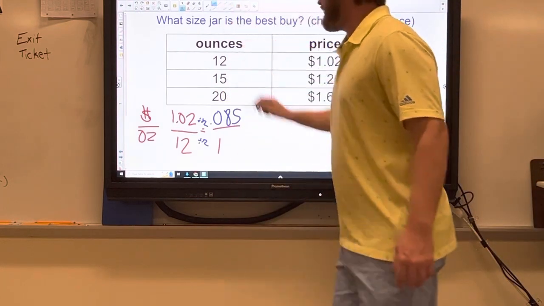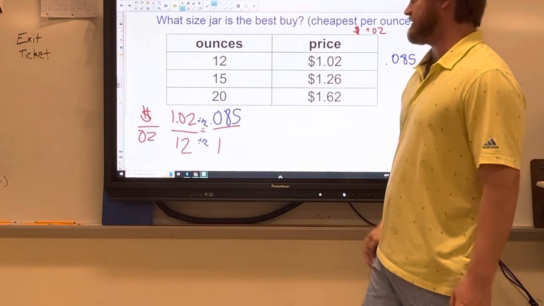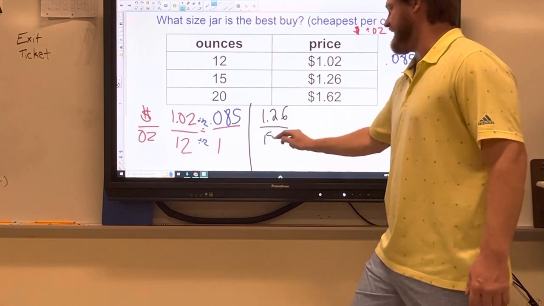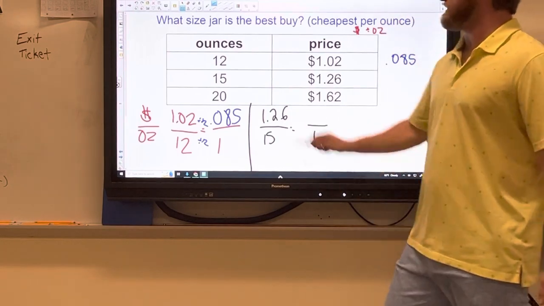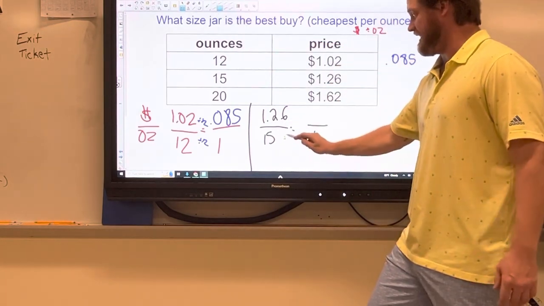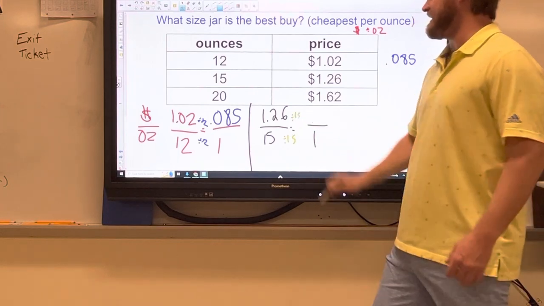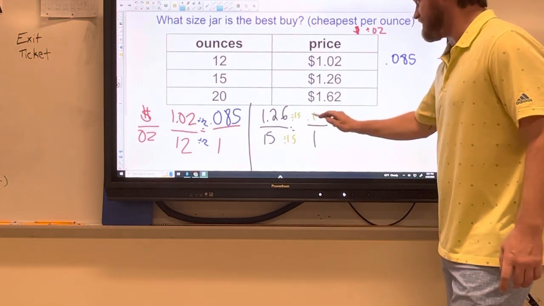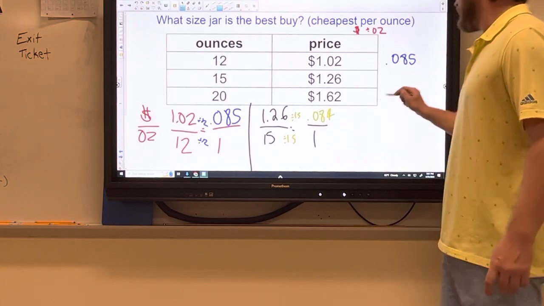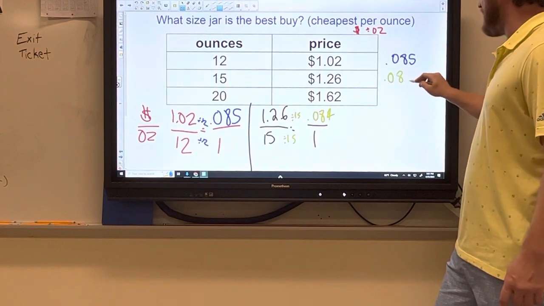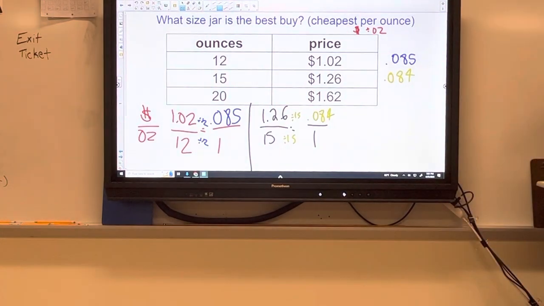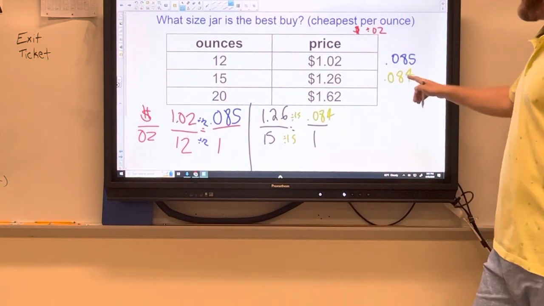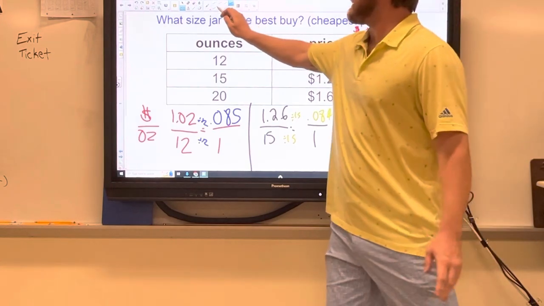The next one, I'm going to keep money over ounces for all of them. So I have $1.26 for 15 ounces. We got to get that down to 1. So obviously I'm dividing each of these by 15. And when you type in 1.26 divided by 15, we get 0.084. This one would round down to 8 cents per. But again, we're going to keep it to our thousands place just because it's going to matter at the end.